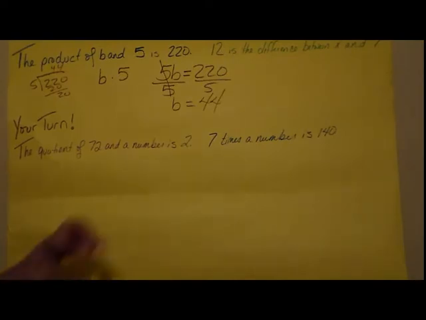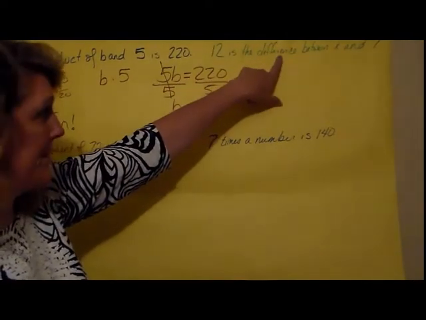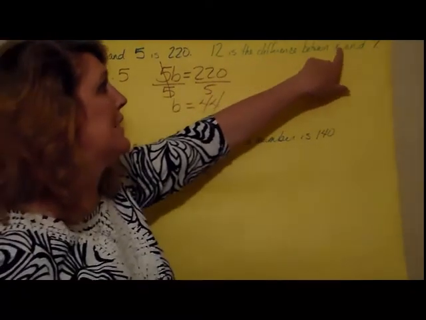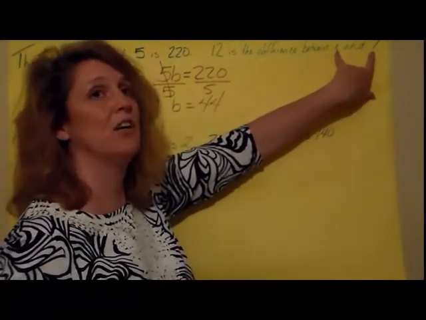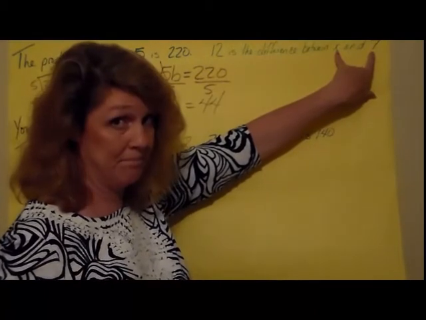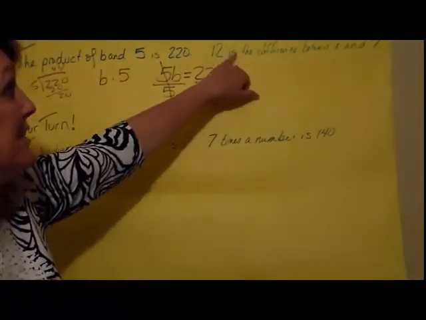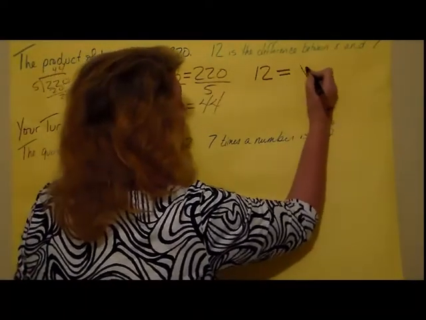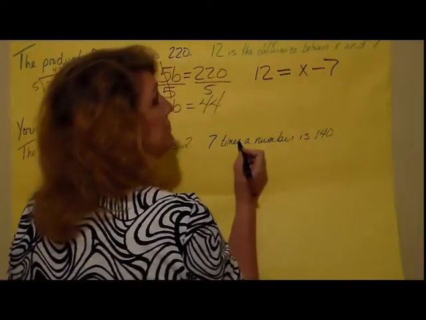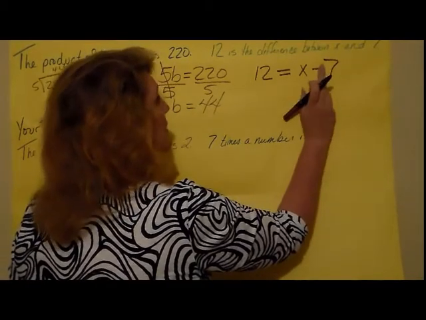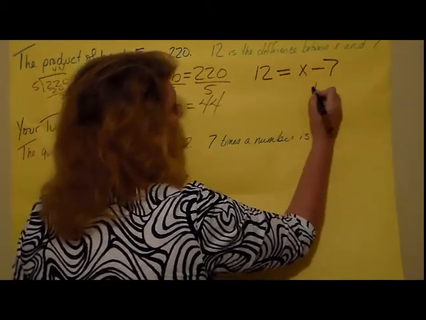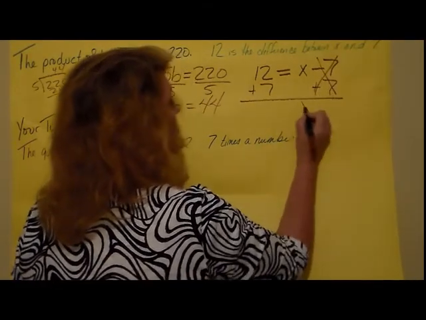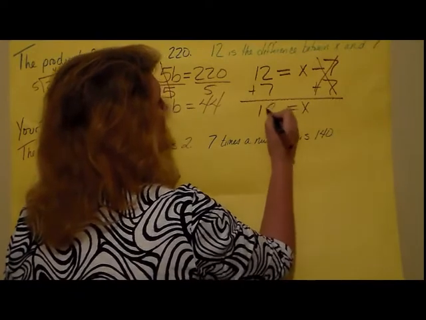Okay? 12 is the difference, this is a subtraction problem, between x and 7. These are the two numbers that are getting subtracted. Because 12 is, this is 12 equals. So we've got 12 is x minus 7. I have a 7 subtracted from my x. I have to do the opposite to both sides of the equation, so that goes away, and x equals 19.